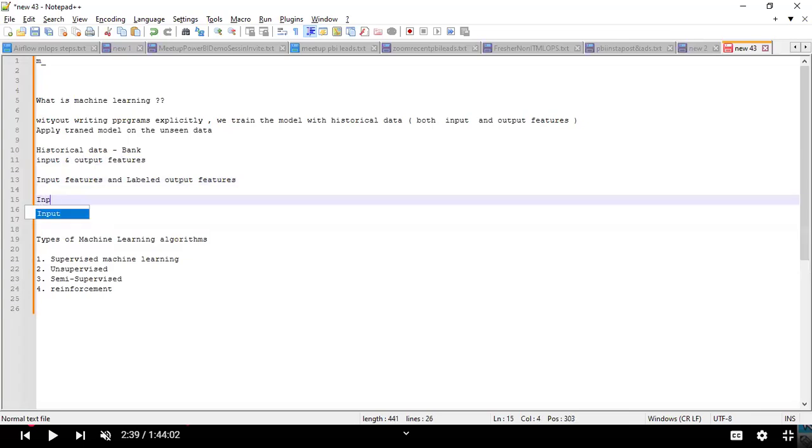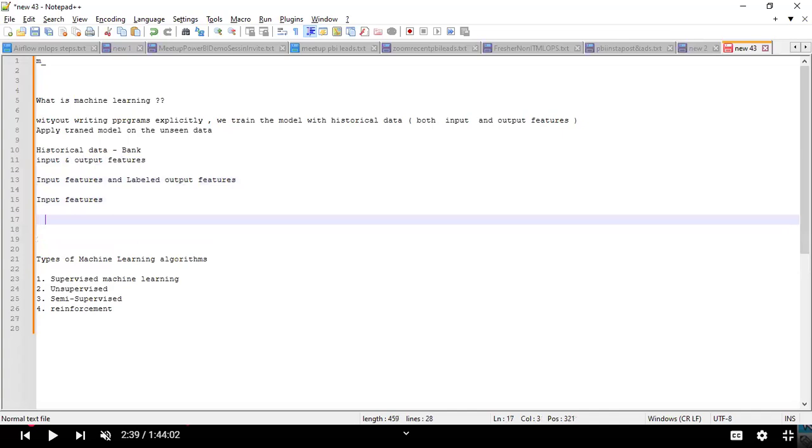So the input features are this: loan application number, loan date, age of the customer, loan amount, additional income, marital status, own house. These are called your input features.